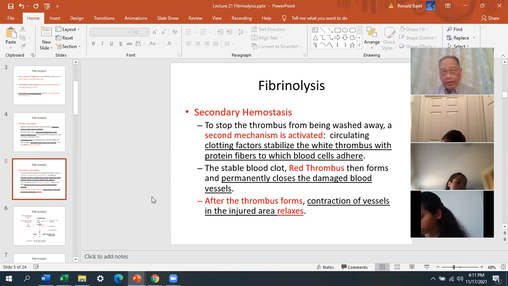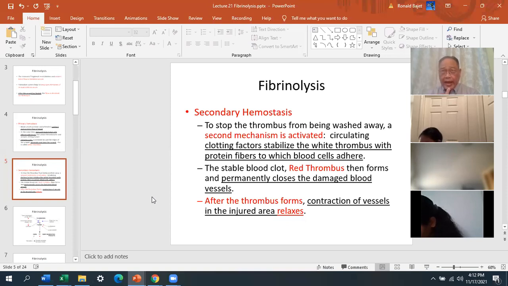So the platelets need help. They get their help from the fibrin that has been created from the factors circulating in your blood. The factors work together to form coagulation cascades, and fibrin is deposited. The fibrin that forms a meshwork on top of the platelets is called the red thrombus. And this red thrombus forms and permanently closes the damaged blood vessels. So you start off with the white thrombus, which is the platelets. And then when the coagulation factors become activated, they will go to the site of injury and form a meshwork, a net, so to speak, on top of the platelet plug. Okay, the platelet plug is there first.